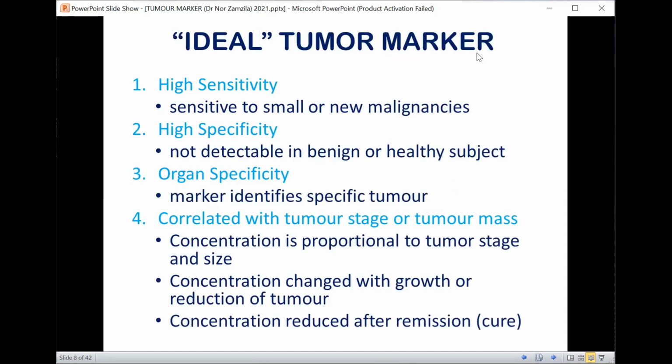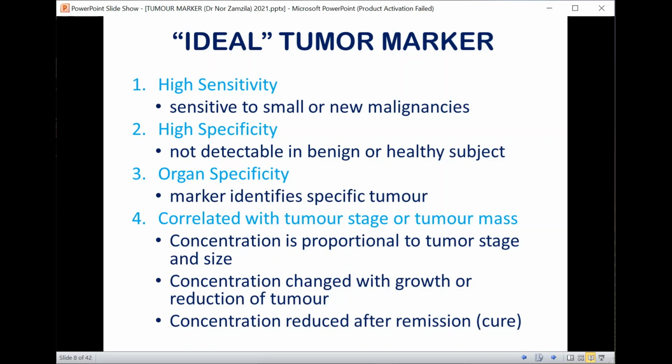So what is an ideal tumor marker? When we want to order a tumor marker, of course we want something that is ideal, isn't it? So what is an ideal tumor marker? Ideally, a tumor marker should be highly sensitive. What does it mean by highly sensitive? It means that the tumor marker is able to detect cancer very early, or it is able to detect the cancer even though the cancer is very small. So this is the ideal tumor marker.